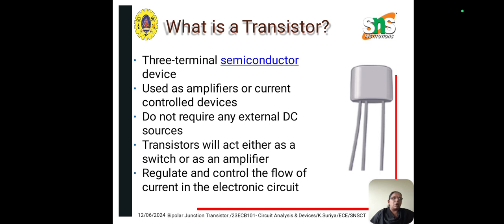A signal of small amplitude applied to the base is available in the amplified form at the collector of the transistor. This is the amplification provided by the BJT. Note that it does not require an external source of DC power supply to carry out the amplification process. So transistors will act either as a switch or as an amplifier. It also regulates and controls the flow of current in the electronic circuit.